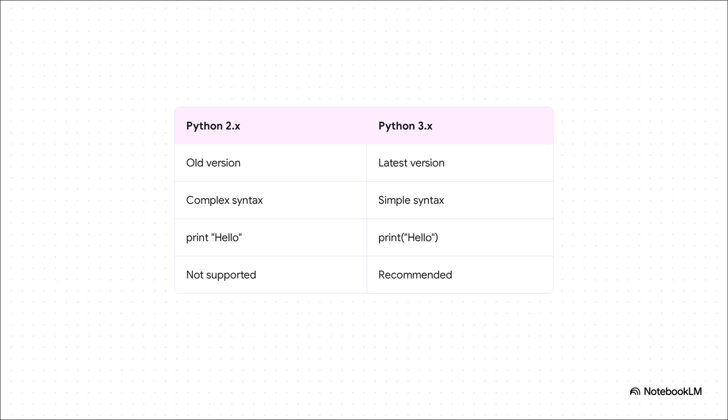Python 2, it's older, the syntax is clunkier, and frankly, it is completely unsupported now. Python 3 is the modern standard. It simplifies things so much. For instance, in the old version, printing text was a whole statement, but in Python 3, print is just a straightforward, easy-to-use function with parentheses. It is absolutely the path forward.